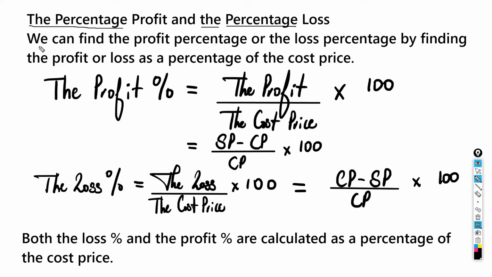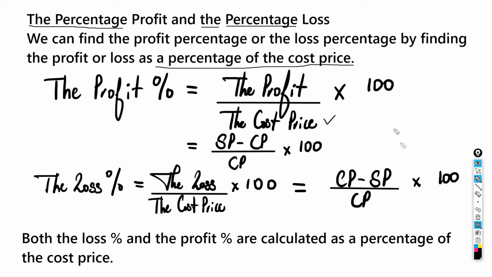Okay, so it says here we can find the profit percentage or the loss percentage by finding the profit or loss as a percentage of the cost price. So what does this really mean? Basically, this is trying to say that you can find the profit as a percentage of the cost price. If you look at the formula, the profit percentage is equal to the profit over the cost price multiplied by 100. So what we're really doing is expressing the profit as a percentage of the cost price to say how much our profit percentage is.